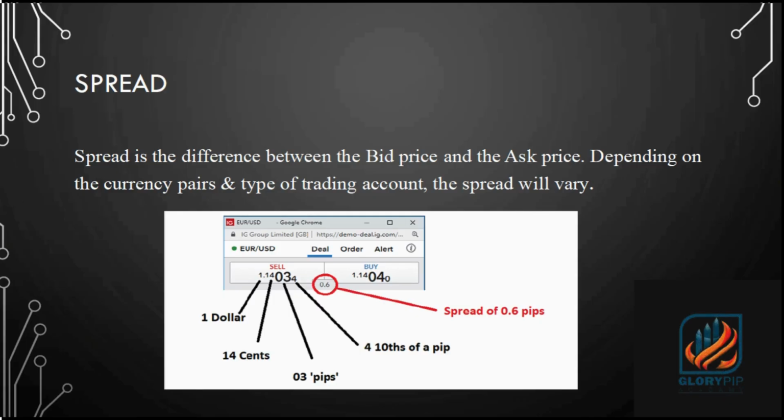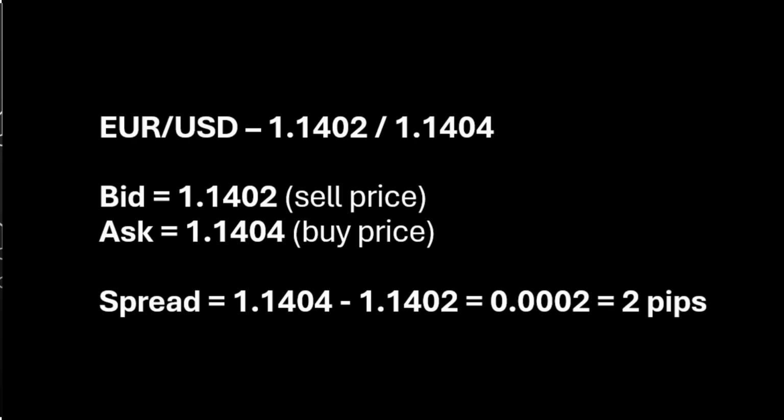Let's take a simple example. You can open your platform and let's say you can see Euro USD is like this: bid price 1.1402 and ask price 1.1404. So the spread is the difference between these two prices, which is 0.0002, which means 2 pips.